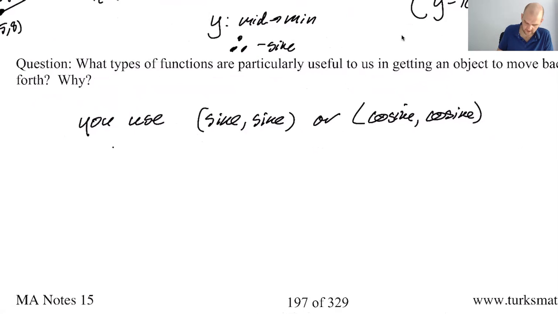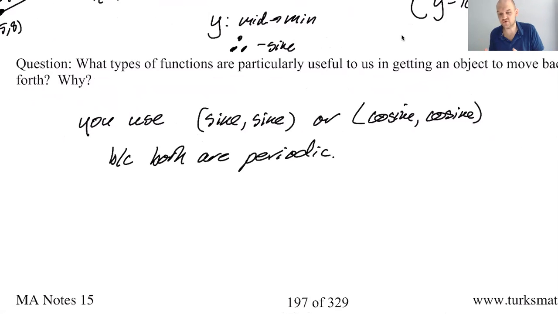And it's great because both are periodic, so they do return to a point. They kind of naturally make a round trip. Think of the unit circle. The unit circle is literally a round trip. But now we want to be on a line, so we're using sine and sine, which will make a round trip, or cosine and cosine, which will make a round trip.